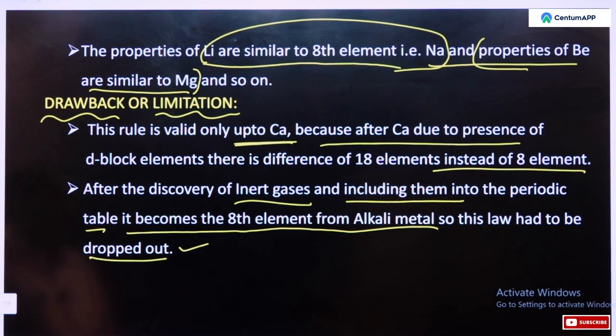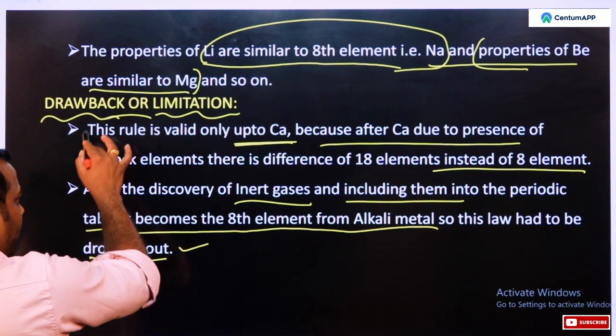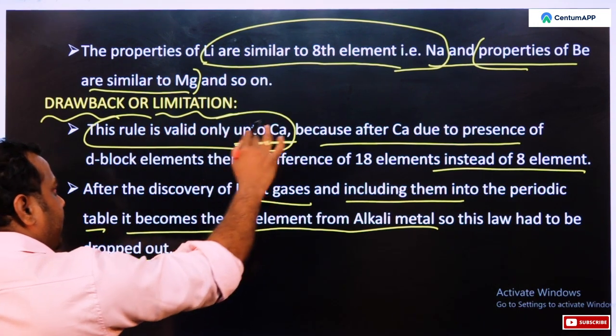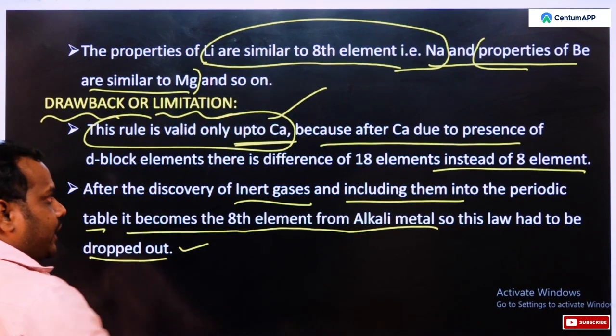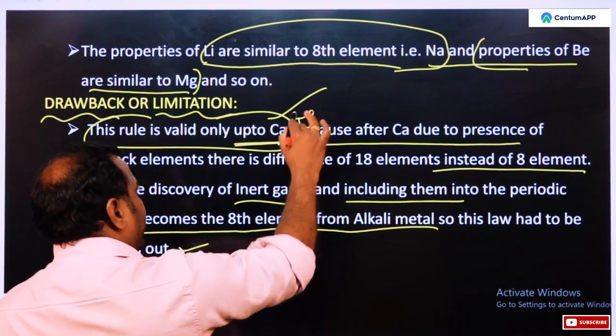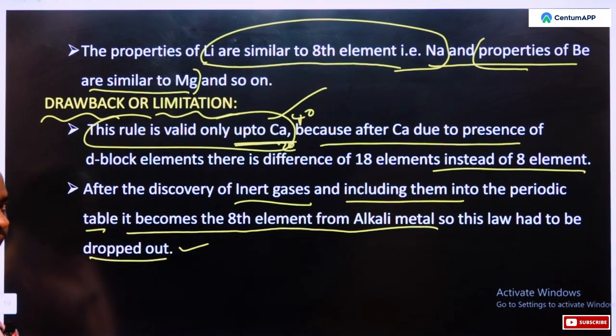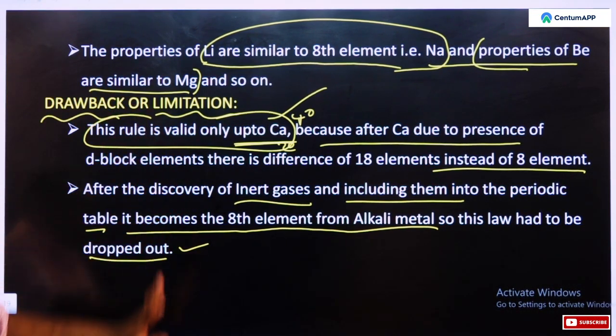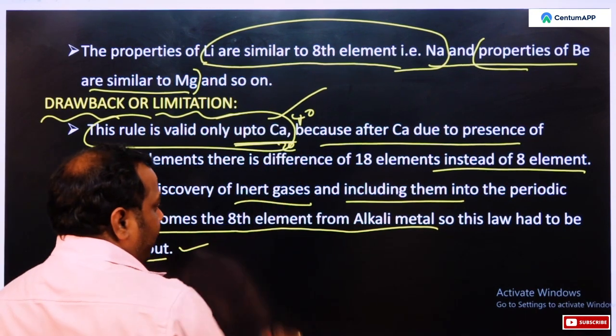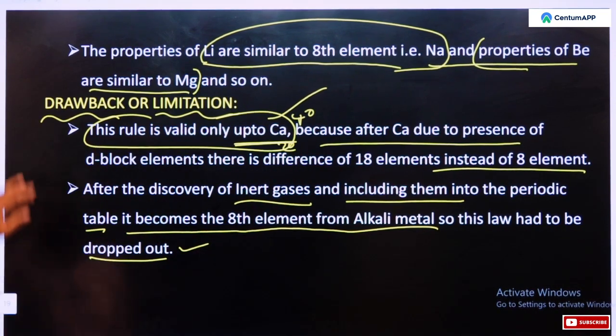Newland's octave rule is applicable up to calcium element. Its atomic number is 20, mass number is 40. Keep this point in your brain. This is very, very important at the competitive level. Okay, in the drawbacks of Newland's octave, it is applicable only up to calcium element.